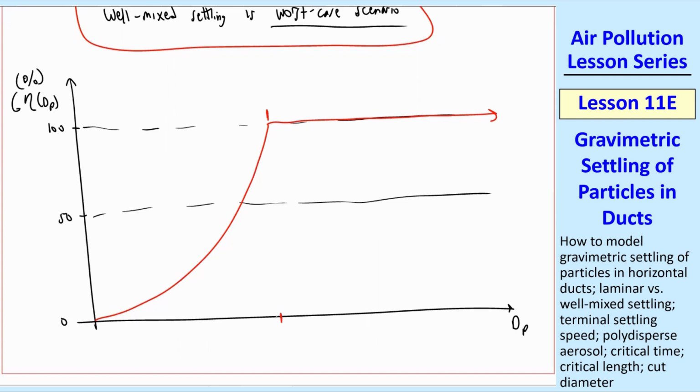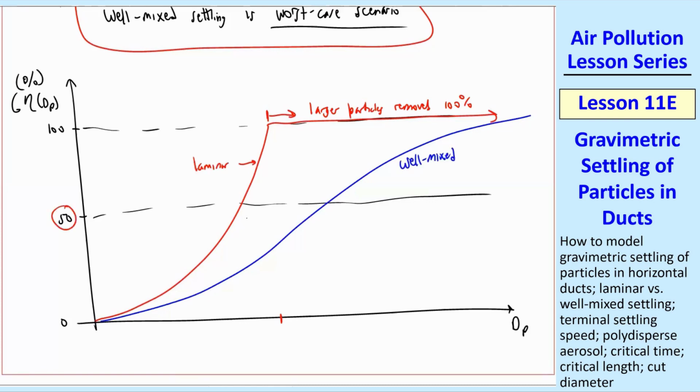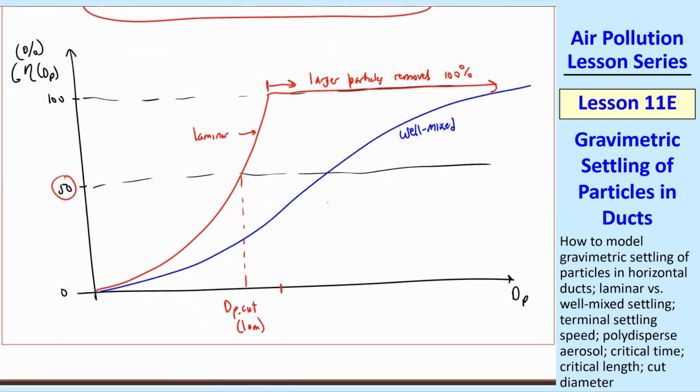It'll go up to 100% and then be 100% from there on. So particles bigger than some critical diameter, all the particles are removed with 100% efficiency from there on. So the larger particles are removed 100% in this laminar case. The turbulent case has this kind of S-curve that asymptotes to 100, but never quite gets there, theoretically. And again, 50% is a magic number where we call that the cut diameter. So this would be dP cut for the laminar case. This would be dP cut for the well-mixed case.